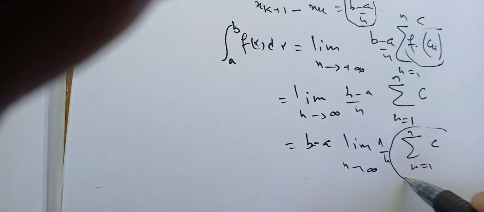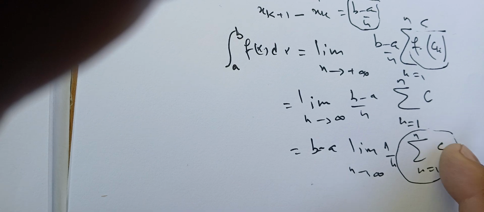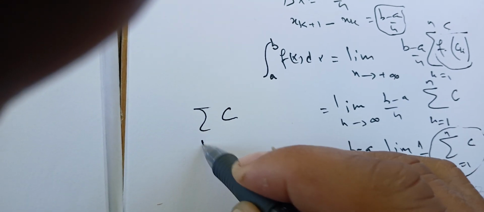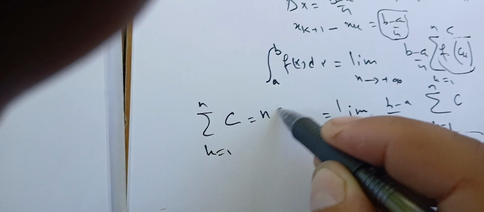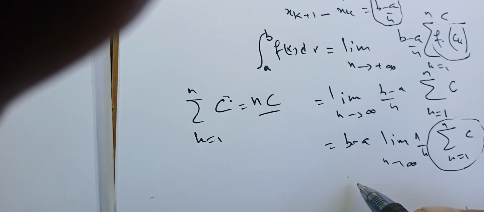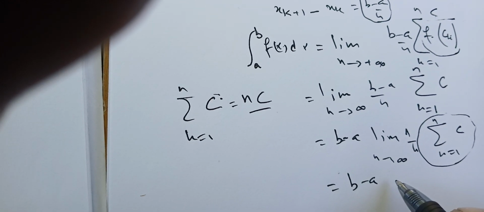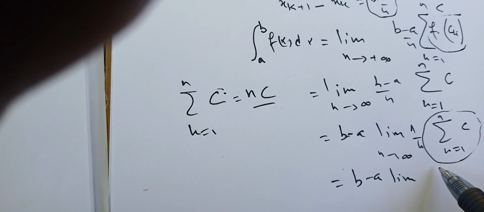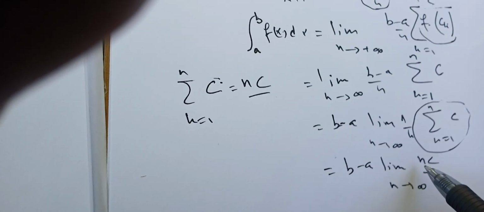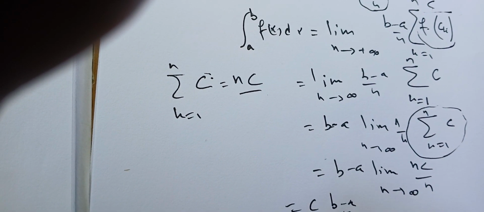What's this sum here? How many times do we have c? The sum of c for k going from 1 to n is just nc. So we summed c n times. Therefore we have b minus a times the limit of nc over n as n goes to infinity. And we take the c outside because it's constant. So it's going to be c times b minus a.